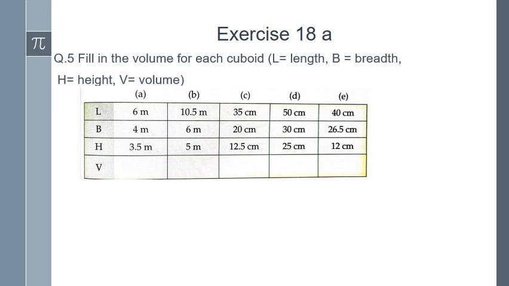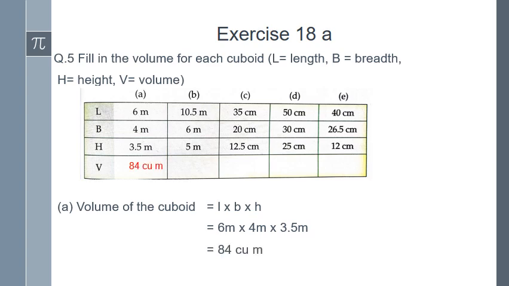In A part, length is given equal to 6 meter, breadth is given equal to 4 meter, height is given equal to 3.5 meter. So what is going to be the volume of the cuboid? Well, we know that volume of the cuboid is equal to length multiplied by breadth multiplied by height. So it is equal to 6 meter multiplied by 4 meter multiplied by 3.5 meter, where 6 meter is the length, 4 meter is the breadth and 3.5 meter is the height of the cuboid. Therefore, the volume of the cuboid is equal to 84 cubic meter.